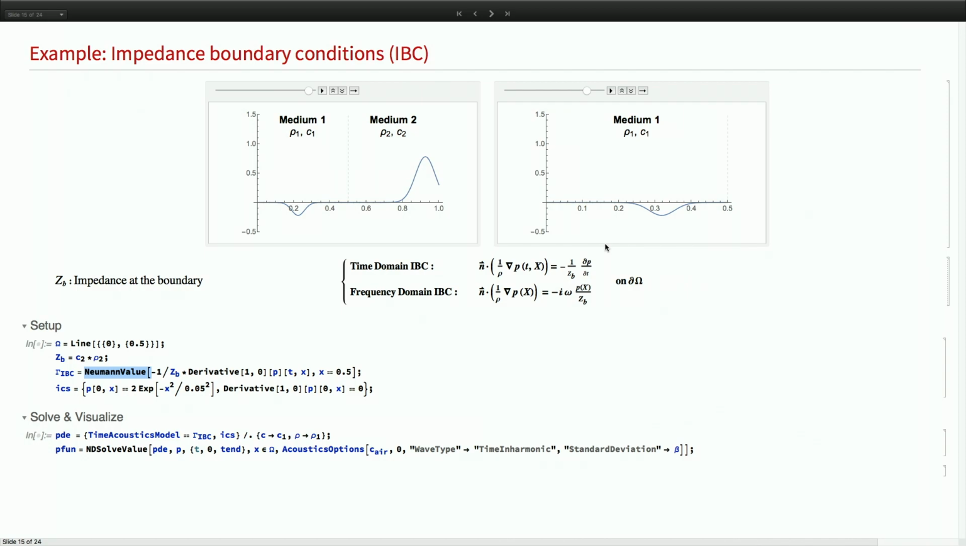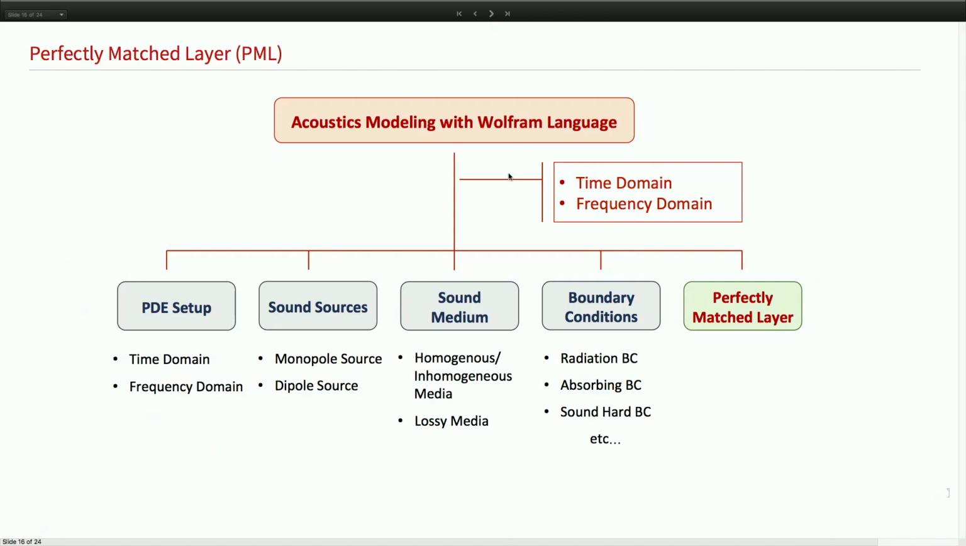So our result is exactly the same as the left-hand side of our previous animation, but now it is much more efficient because our computational domain is only in medium 1. So last, I'd like to introduce a modeling method called perfectly matched layer, PML, and how we implement this in the Wolfram language. PML is a method to model the simulation domain with infinite extension.